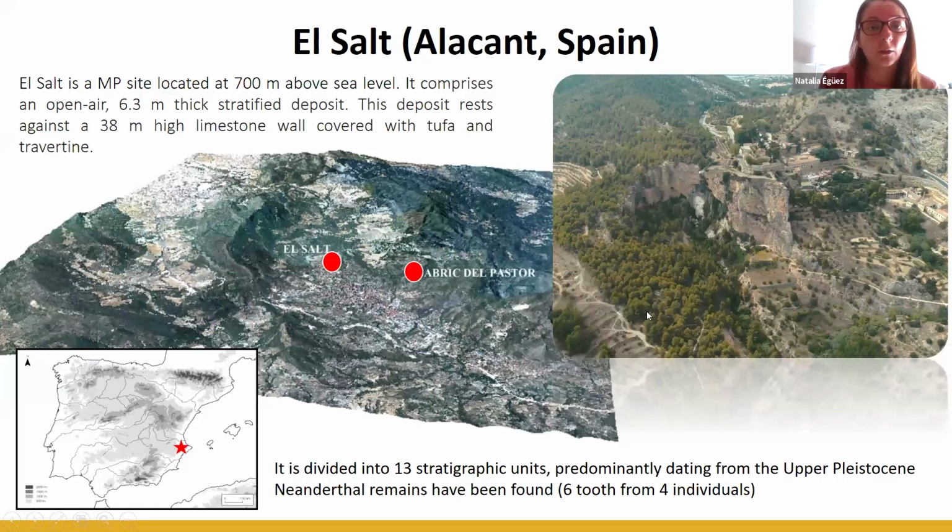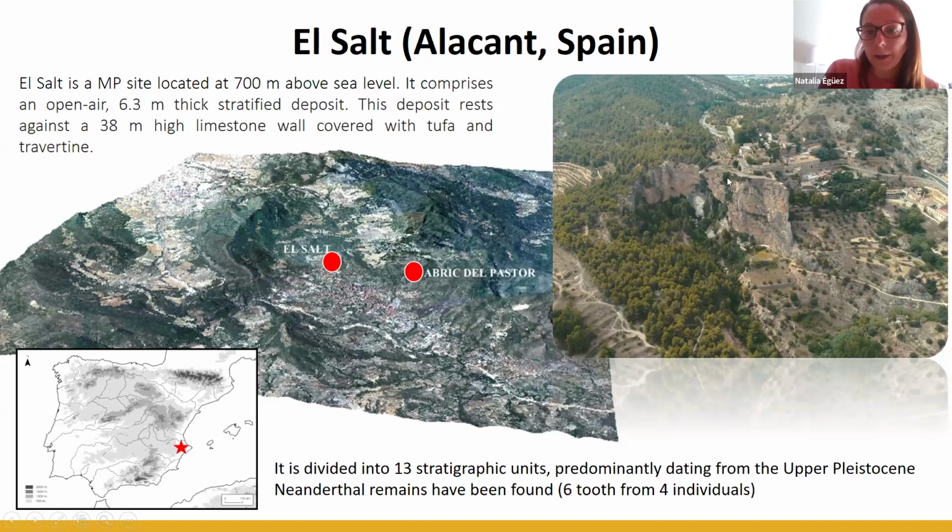will get some results. So the samples that I'm showing you here are coming from El Salt. This is a Middle Paleolithic site that is located in Spain, in the eastern part. It's about 700 meters above sea level, and it's an open-air site. And you can see very close to this site, there's another one that is also coming from the same period. And the site is located here, behind this very tall travertine deposit.